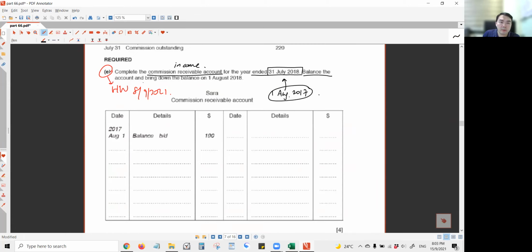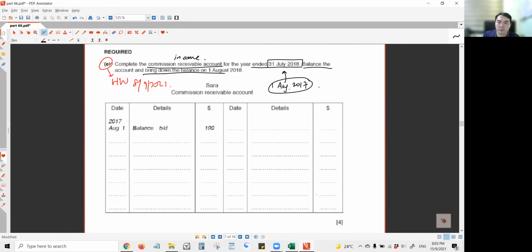Balance the account and bring down the balance. Now this question is a 4-mark question. So look for the 4 items: opening balance, closing balance, the amount that you should receive, and the amount you have actually received. Okay, look for these 4 items.